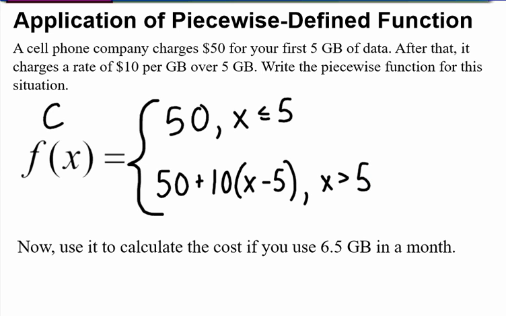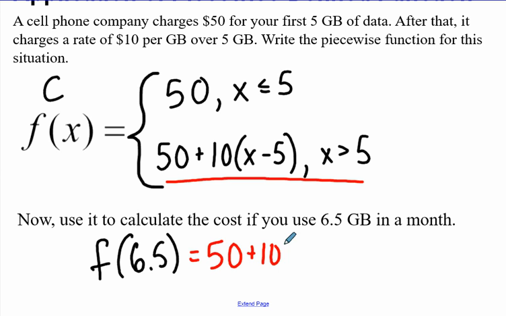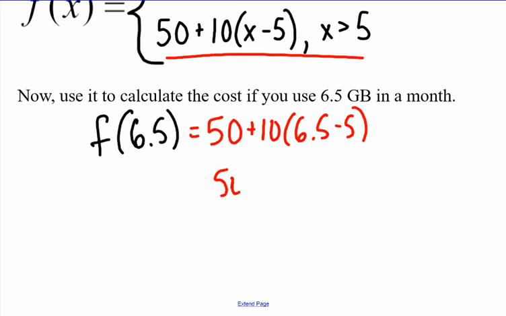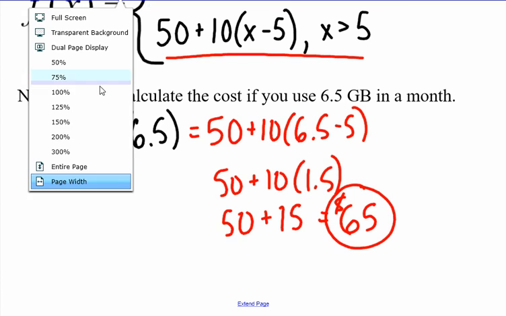Now we could use it to calculate what the cost would be if I put 6.5 in for x. Well, do I put it in the top or the bottom? I look, because my x is bigger than 5, I'm going to be using the bottom equation. So I will put it in there. 50 plus 10 times 6.5 minus 5. That's going to be 50 plus 10 times 1.5. So I'm going to be charged an additional $15. And my total then would be $65. So that's just an example of where piecewise gets used.